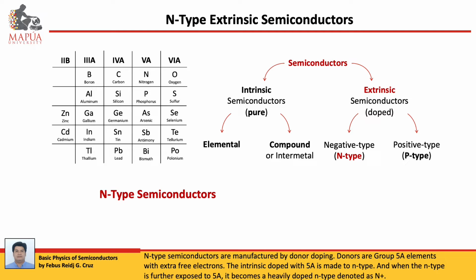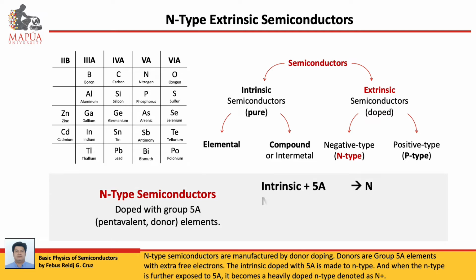N-type semiconductors are manufactured by donor doping. Donors are group 5A elements with extra free electrons. The intrinsic doped with 5A is made into N-type. And when the N-type is further exposed to 5A, it becomes a heavily doped N-type, denoted as N+.